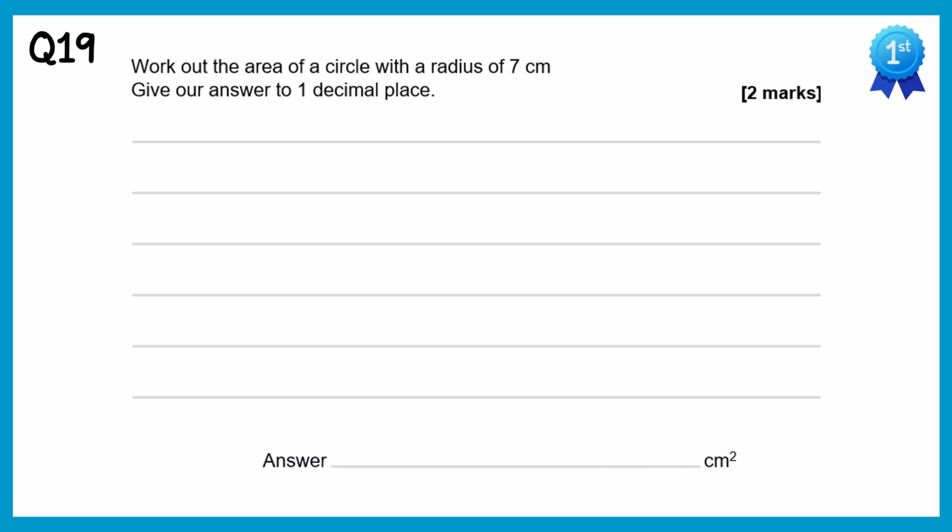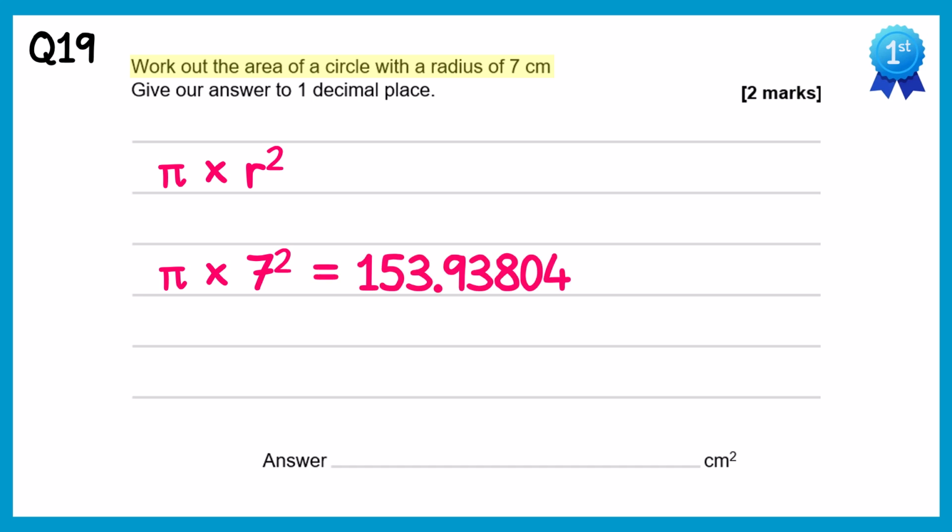In this question, we need to work out the area of a circle that has a radius of 7 centimeters. The area of a circle is worked out using the formula pi times r squared, where r is the radius. We know the radius of this circle is 7, so we do pi times 7 squared. If you type this into your calculator, you'll get this answer here. This question says to give your answer to 1 decimal place, so we would round this off to 153.9.